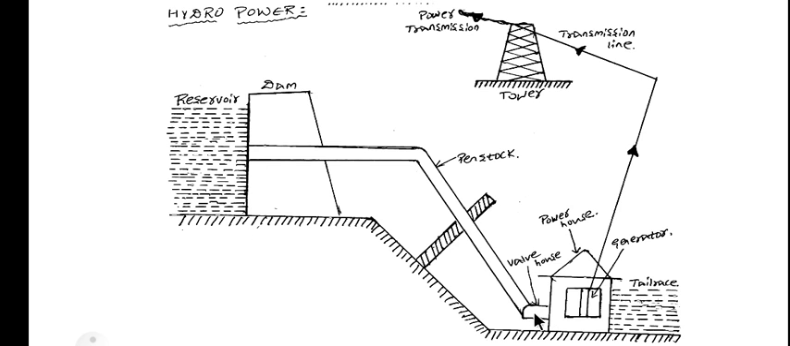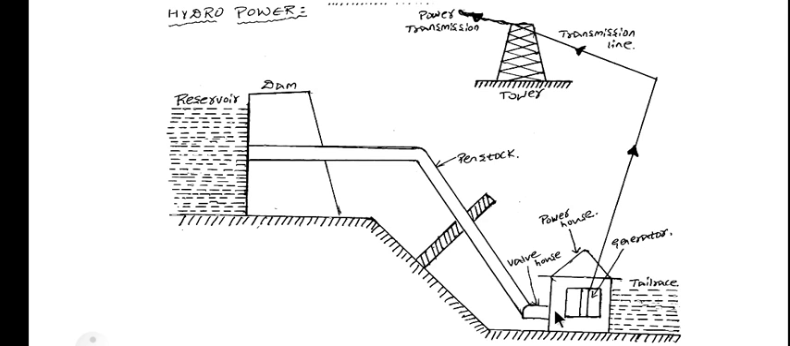The kinetic energy of water causes the turbine runner to rotate. As we have seen in hydraulic turbine, for example, if I take Pelton wheel, around the runner the buckets are fixed. Through the nozzle, the water is made to hit the buckets or blades of the turbine, and these buckets are connected to the runner. As a result of that, the runner rotates.